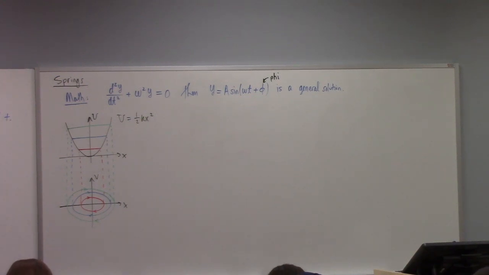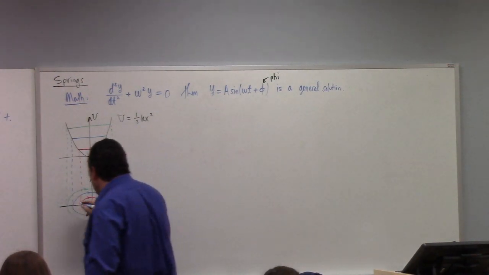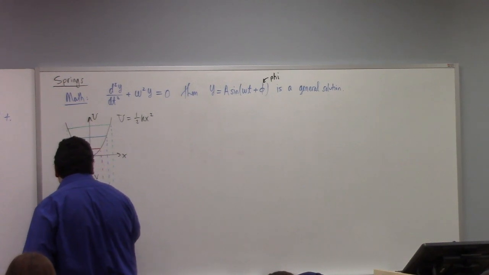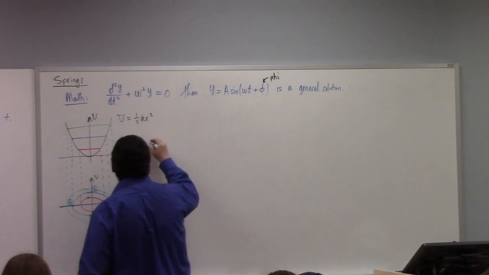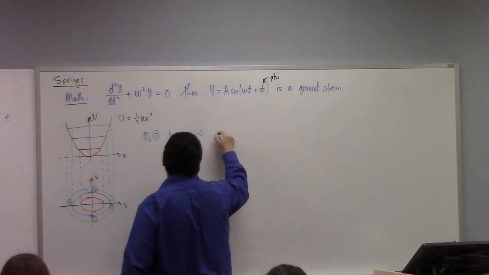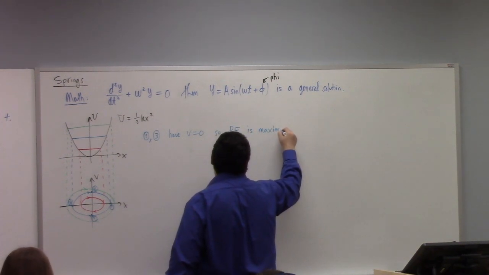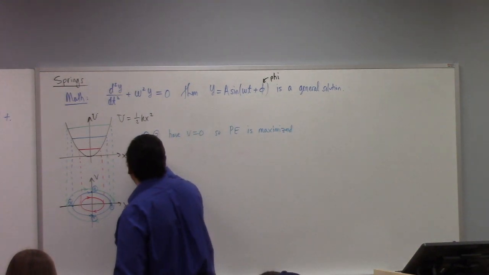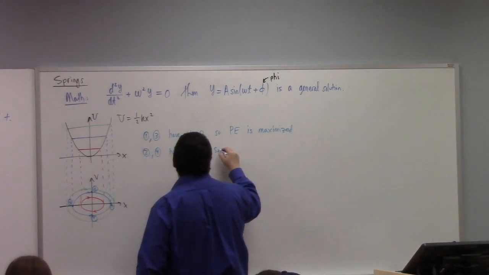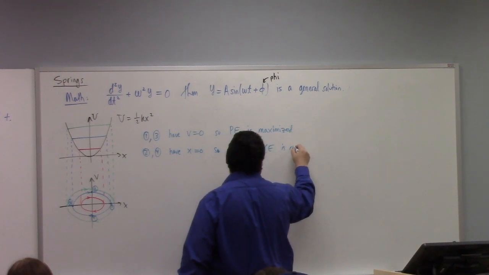which is that as the spring goes around its motion, these different points here, if you were to pick these points, like this point, and this point, and this point, and this point, let me call these points 1, 2, 3, and 4 for the sake of discussion. 1 and 3 have V equals 0, so the potential energy is maxed, right? On the other hand, points 2 and 4 in my picture have x equals 0, so the potential energy is equal to 0, and in fact the kinetic energy is max.